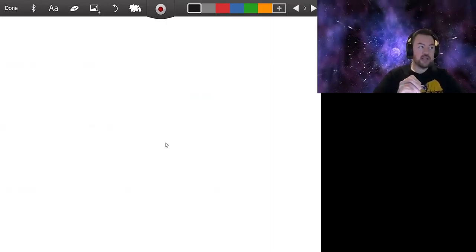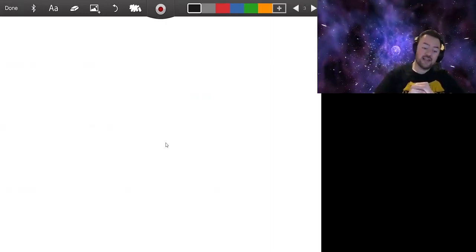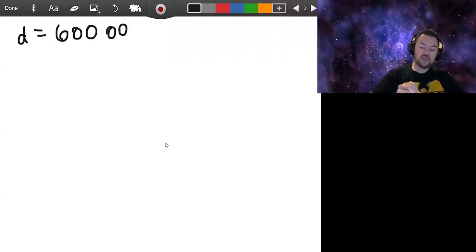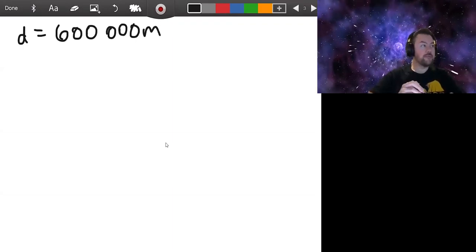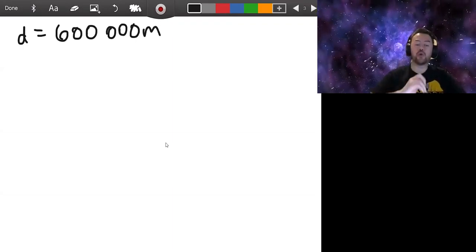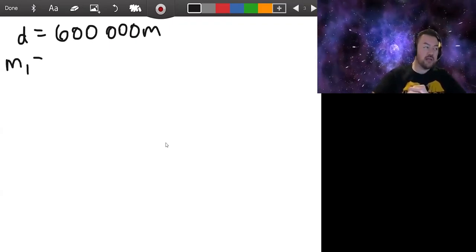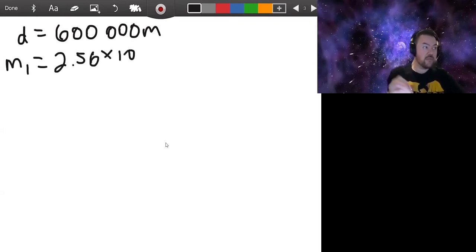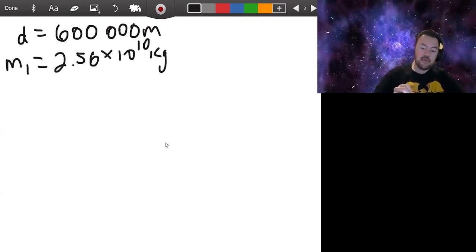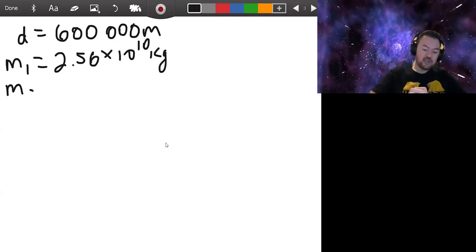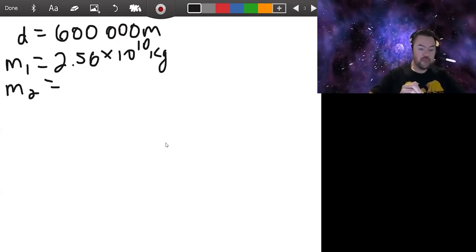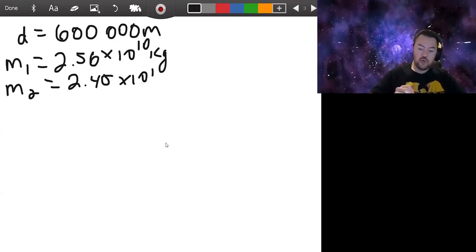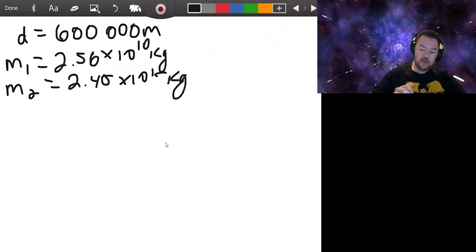I have 2 objects, and they measure a distance of 600,000 meters apart. So it is clearly a larger distance than the previous problem. But these objects are far more massive. So mass 1 has a mass of 2.56 times 10 to the 10th kilograms. That's a massive object. And then mass 2, we're going to go 2.45 times 10 to the 12th kilograms. There we go.